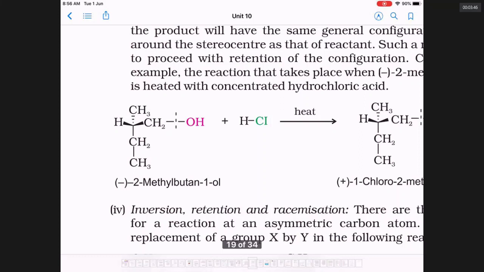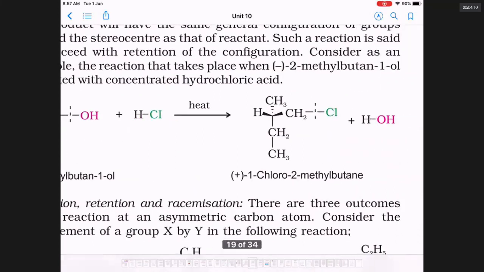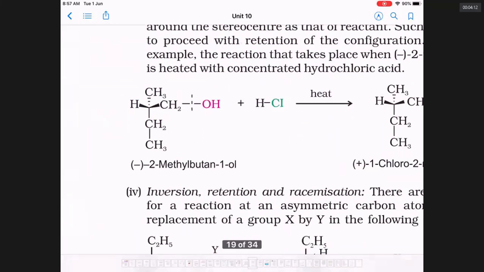Notice the OH group is leaving from carbon number 1, which is achiral, but carbon number 2 is chiral in this molecule due to some other groups. The Cl minus or OH minus, which is leaving from the terminal position, has no influence on the chiral carbon because it is not the site of reaction. Therefore, the configuration of the compound, the product and the reactant, both is same.